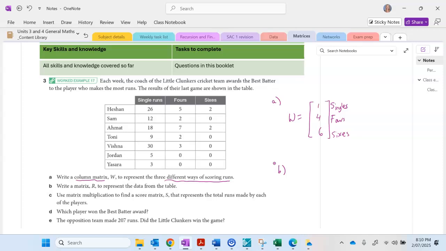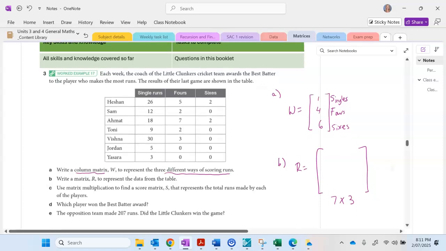Write matrix R to represent the data in the table. So R probably stands for runs. So it's just all this data in the table. I'm not going to put it all in there because that would take an extremely long time. But we've got 1, 2, 3, 4, 5, 6, 7 rows. So it's a 7 by 3 matrix, which will probably come in handy very soon.